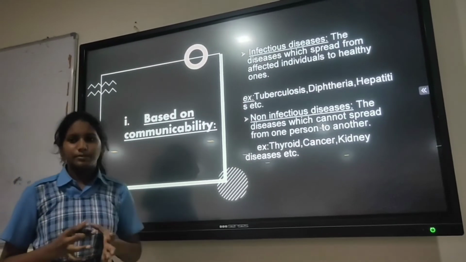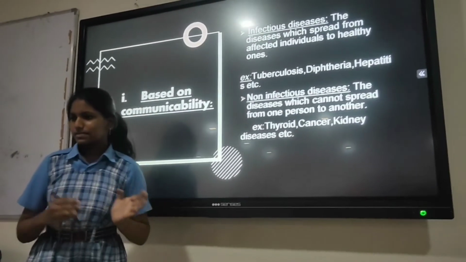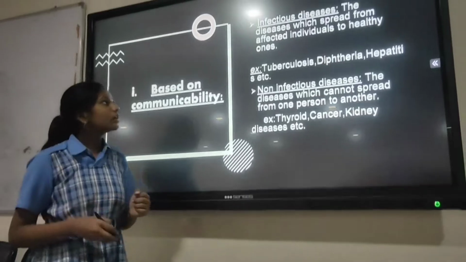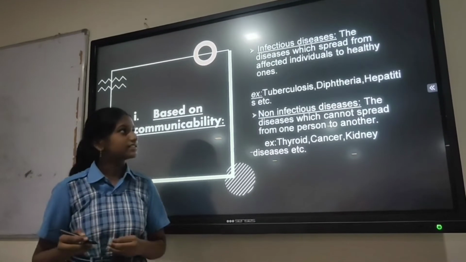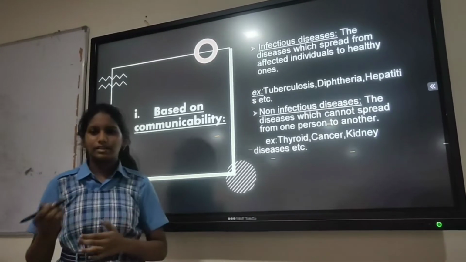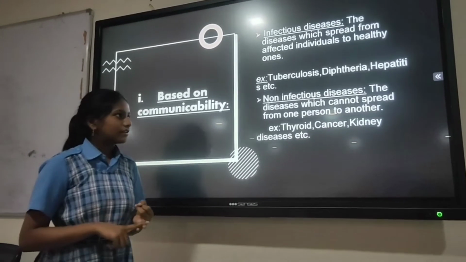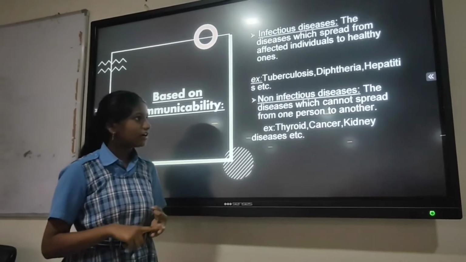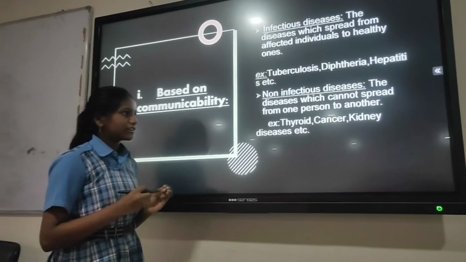And now, based on communicability. When we communicate with people, our diseases can spread to other people. The first one is infectious disease: diseases which spread from affected individuals to healthy ones. Examples for this are tuberculosis, diphtheria, hepatitis, etc.